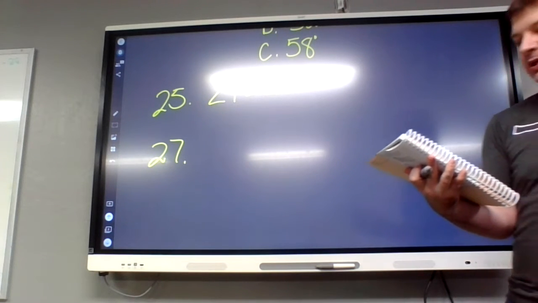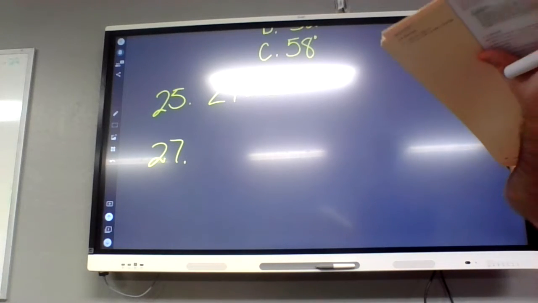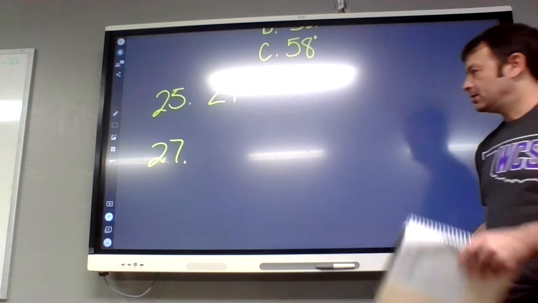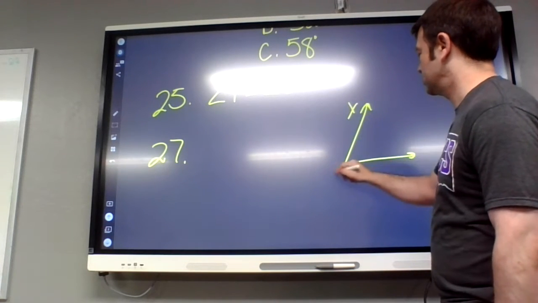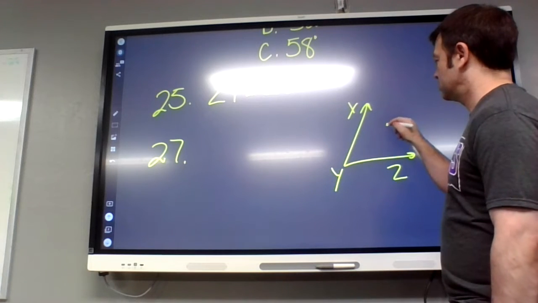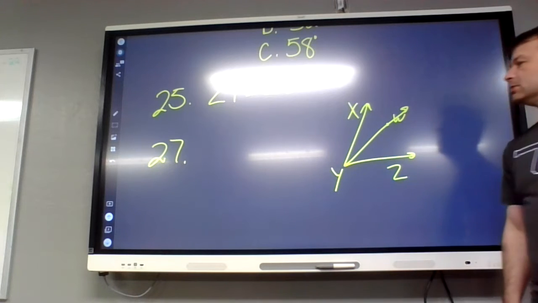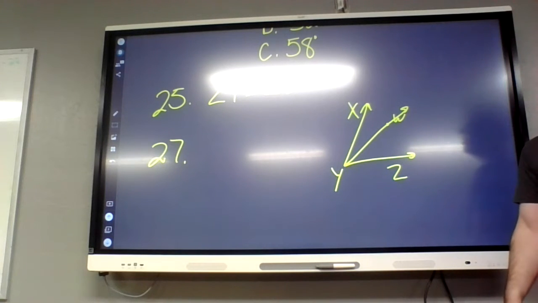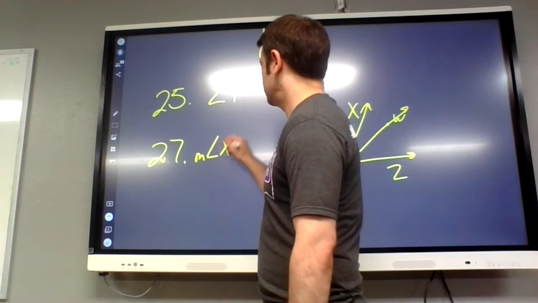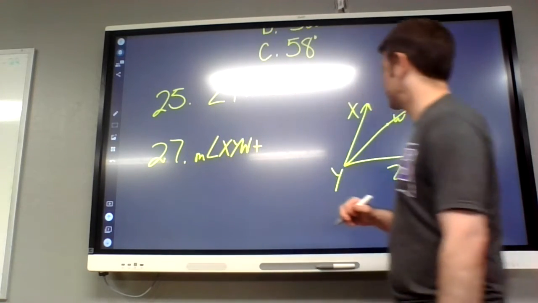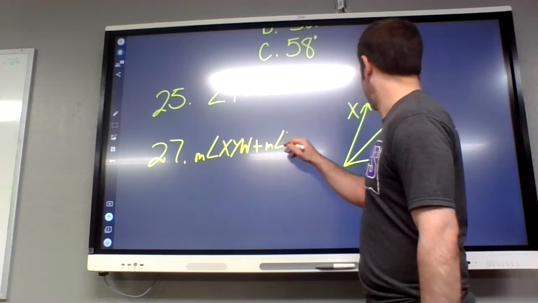Number 27, it says W is a point in the interior of angle XYZ. Then what do we know by the angle addition postulate? Angle XYW plus, keep going. Yep, that's it.